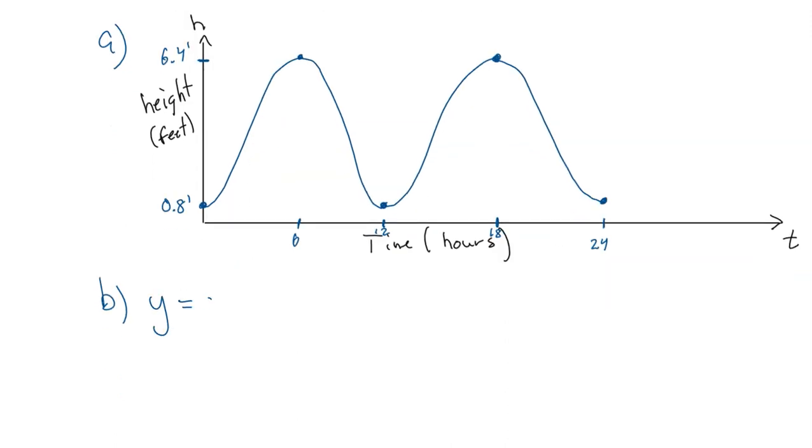So cosine looks like this. Y equals A cos K x minus C plus D. So we have to find A. We have to find K. We have to find C. And we have to find D. And we don't have to do them in that order. We can do it in whatever order we want.